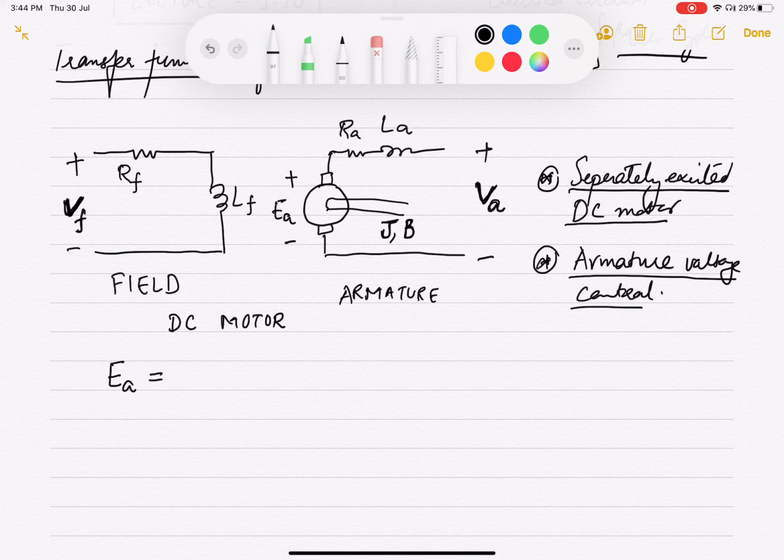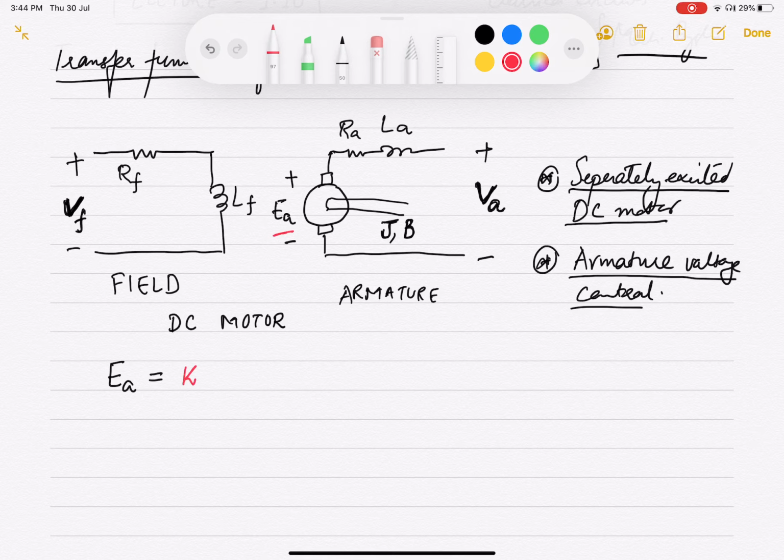a conductor that cuts the field, right? By Lenz's law, there is voltage induced in the conductor, because the field becomes time varying in nature because of the displacement of the conductor in space. So the back EMF generated is proportional to the speed.